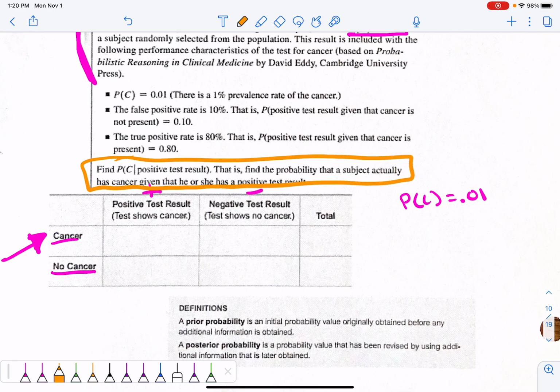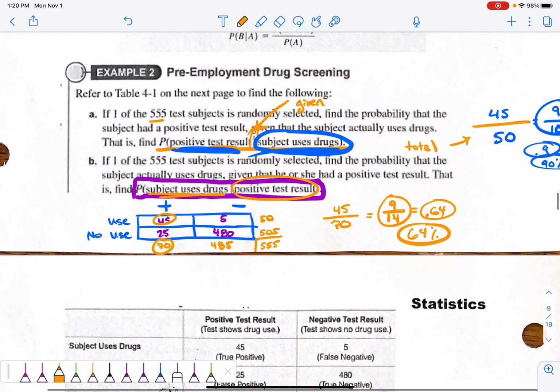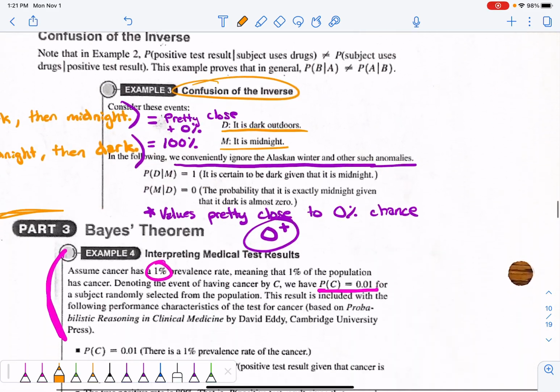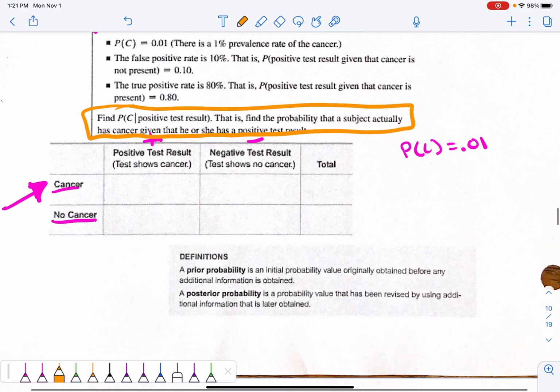Okay, they want me to find that. And we did that up here. We talked about in example 2 how to find that conditional probability when you have the given stuff, but that's if you have the numbers already. So what we're going to do is use these percentages that they give us to identify what these numbers are, and then it'll be really easy to solve for, okay?